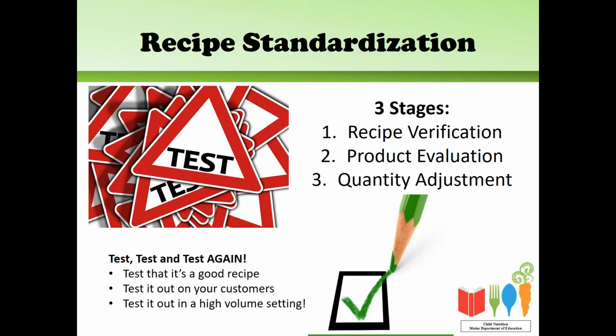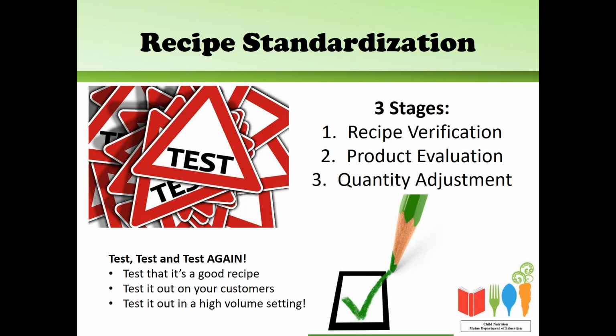There are 3 steps to recipe standardization. The first step is recipe verification. This involves reviewing the recipe for crediting, preparing it, verifying the yield, and recording any changes that need to be made. The second step is product evaluation. This focuses on determining the acceptability of the product produced. Will your students enjoy it? Make sure to have those Try It Tuesdays or any other kind of sample day you can have and get the students' feedback.